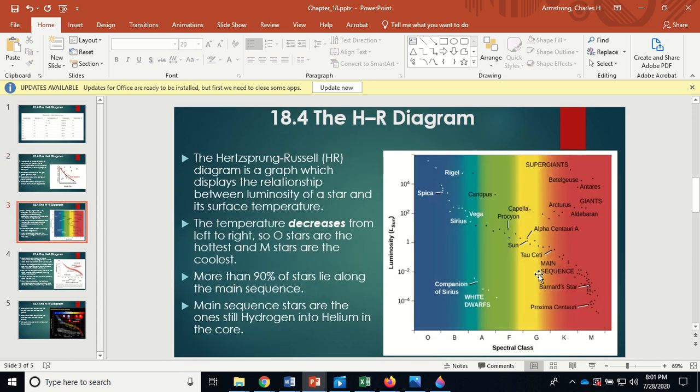Okay, now here's an HR diagram. So these are the stars. We've got main sequence stars. We've got some other outliers here. Look at that. We've got some white dwarfs, we call them, down here. We've got these big, huge red supergiants out here.